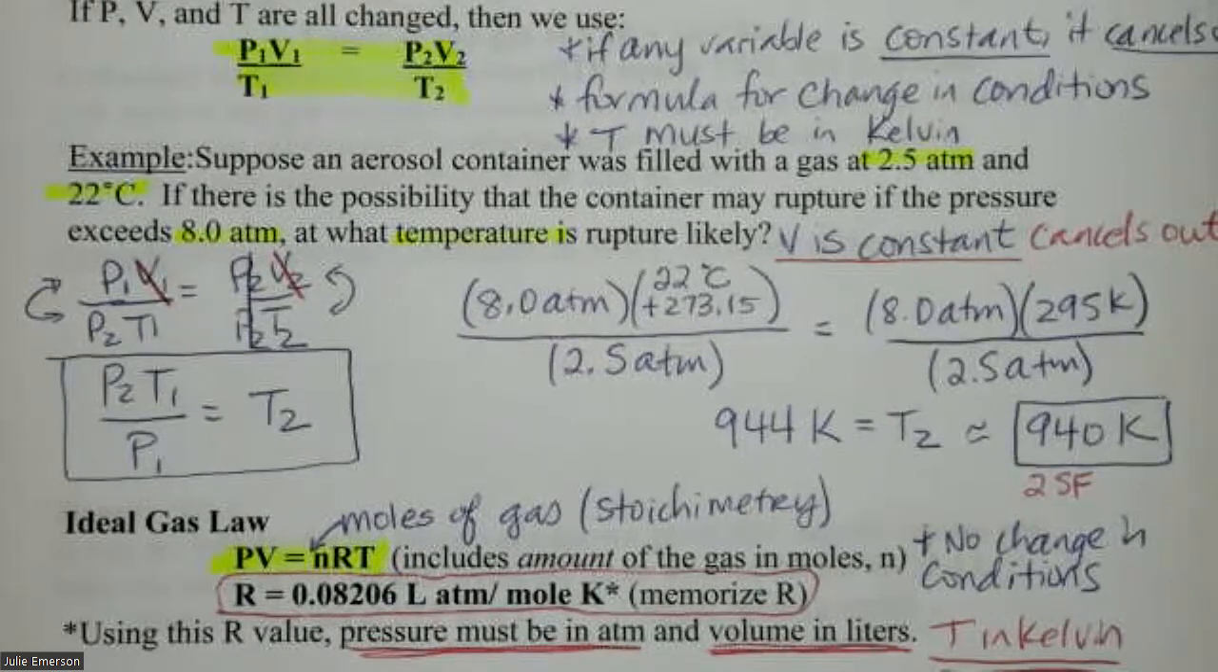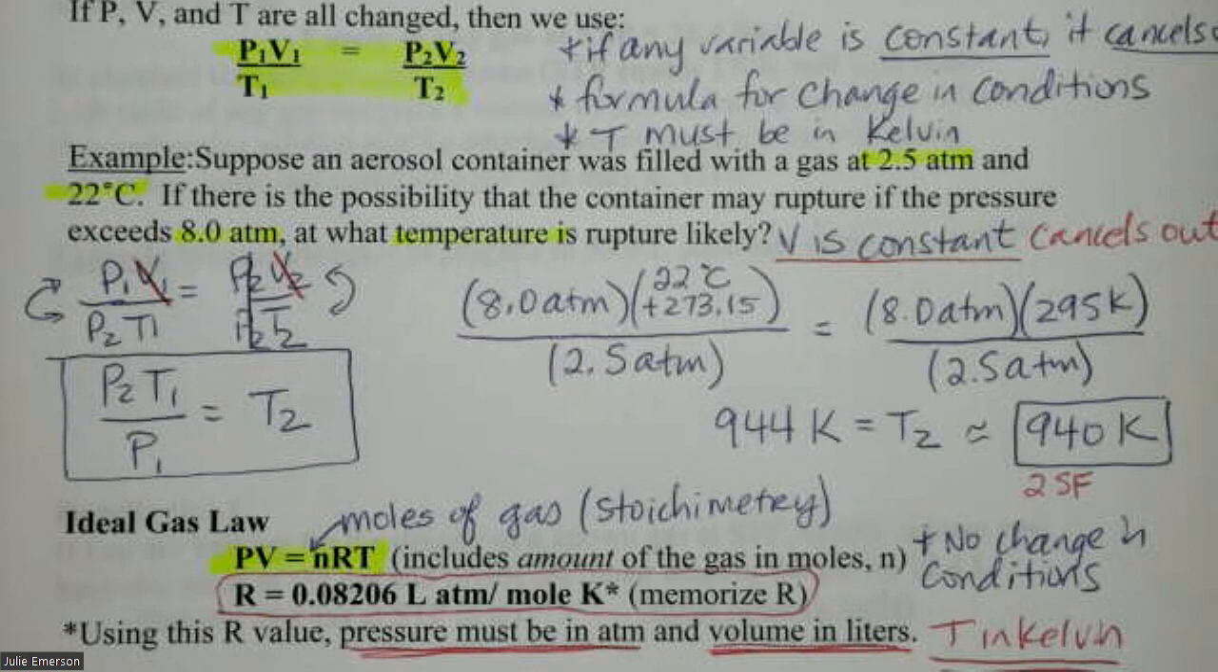The P1V1 over T1 equals P2V2 over T2. That's our formula for any kind of change in conditions, change in temperature, change in pressure, something like that. And then the other formula is the PV equals nRT, which I always call PIVNERT, but it is the ideal gas law. We'll talk about ideal gases more towards the end of the chapter, but this is our relationship of pressure, volume, temperature to the actual quantity of gas that's in the sample.